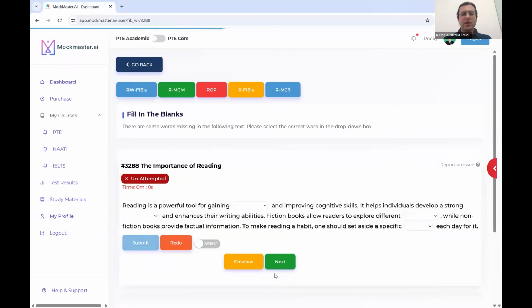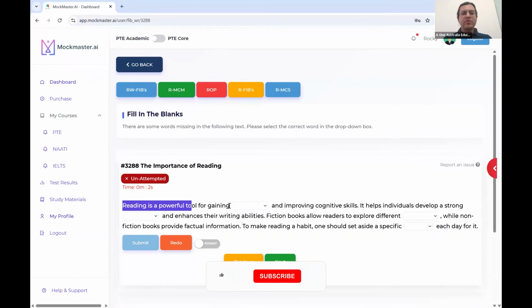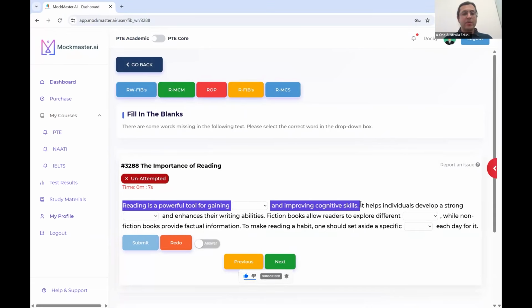Let's see one more. Reading is a powerful tool for gaining dash and improving cognitive skills. What will you gain by reading? Probably you will gain knowledge. So you see the word knowledge. First I guessed, then I click to see the options, and yes, it is there in one of the options. So let's choose knowledge.